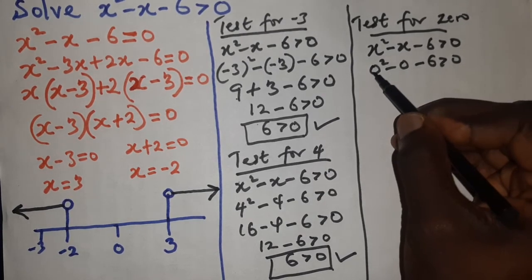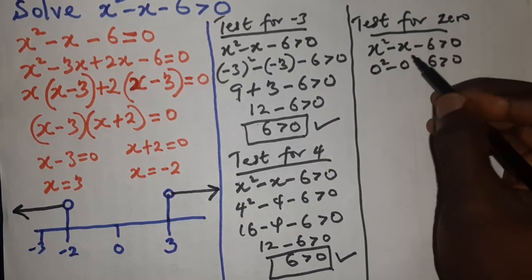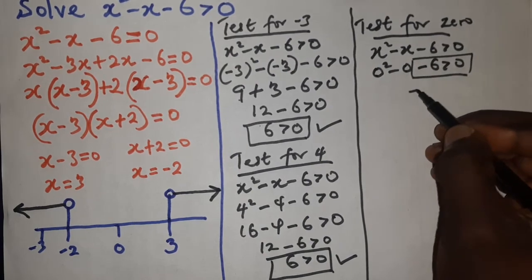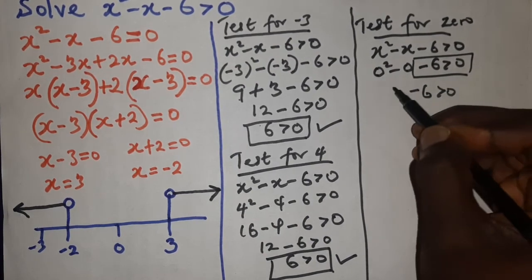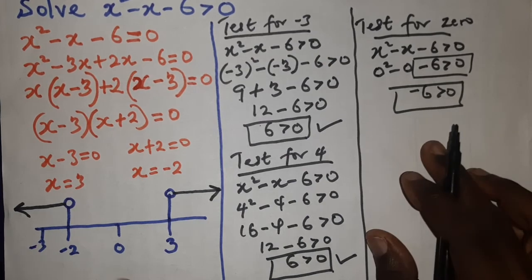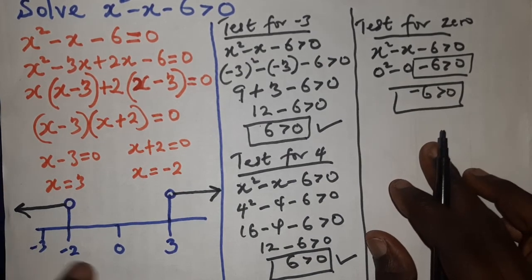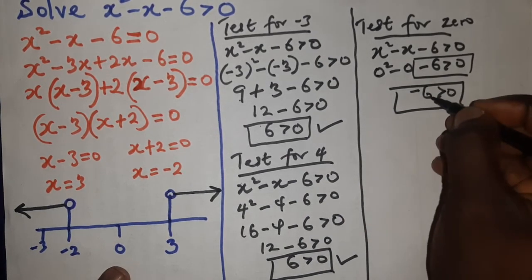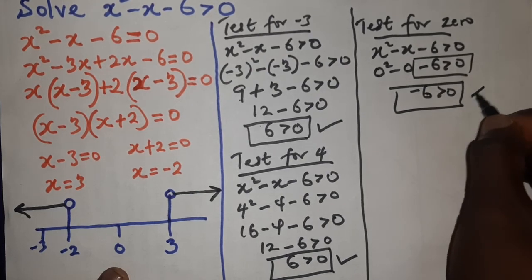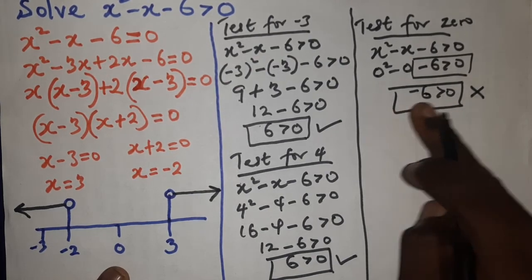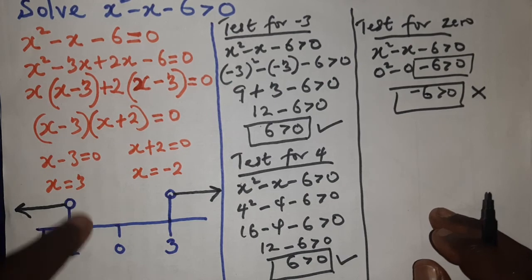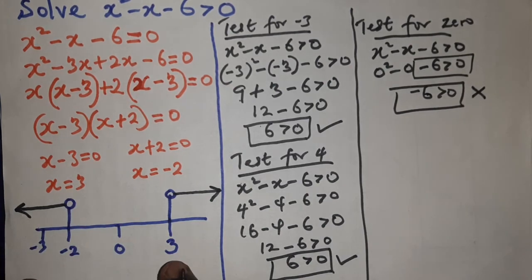Of course, 0 squared is 0. 0 is nothing also, so I'm left with only this. Minus 6 is greater than 0. Is it true that minus 6 is greater than 0? Definitely not. On your number line, minus 6 is still far back, and your 0 is here looking at you. So 0 is greater than minus 6. So this is false. It is not true that minus 6 is greater than 0. So I will not include this region. So I have my answer looking at me here.